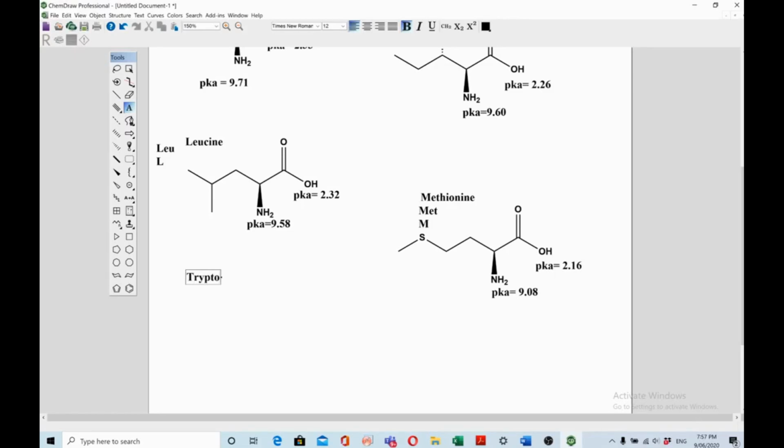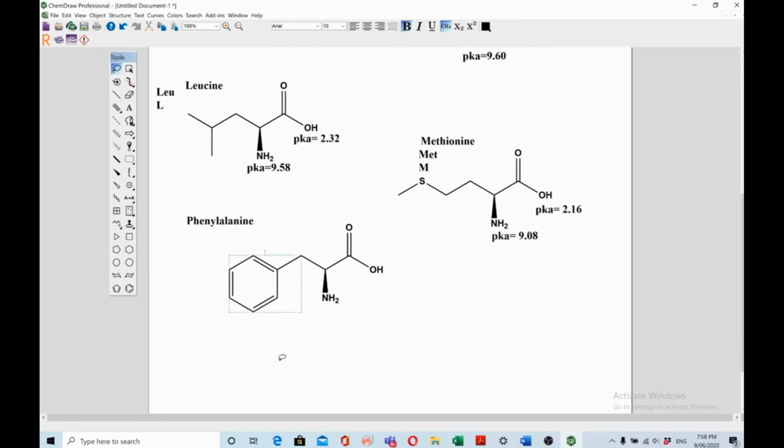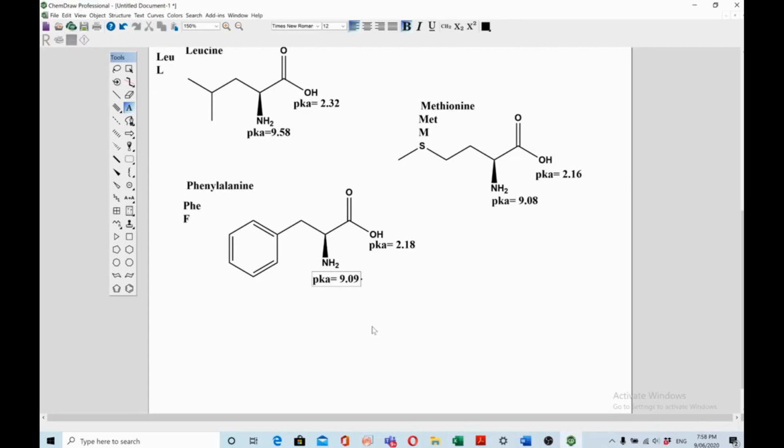Next amino acid is phenylalanine. It has a benzene ring, and this part is hydrophobic. The three-letter code is PHE and the one-letter code is F. The pKa of the acid group is 2.18, and the pKa of the amino group is 1.59. Next is tryptophan.